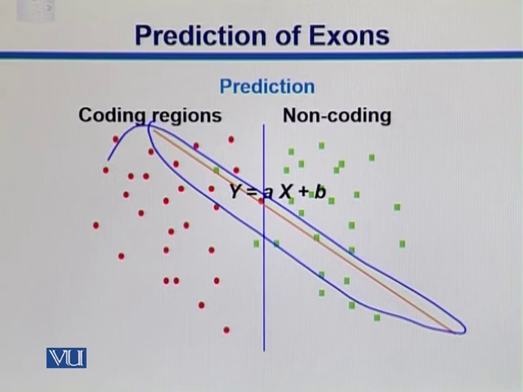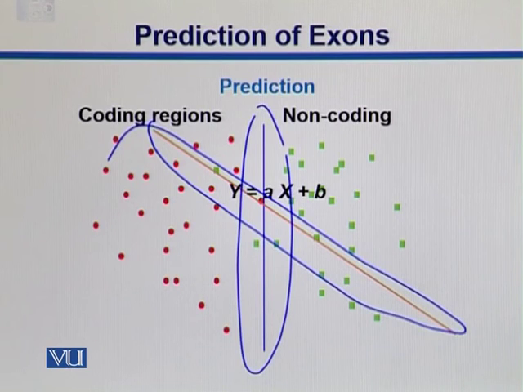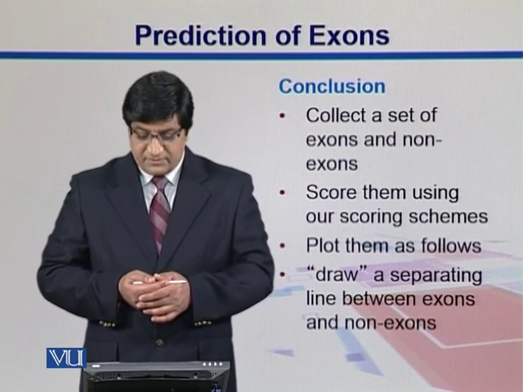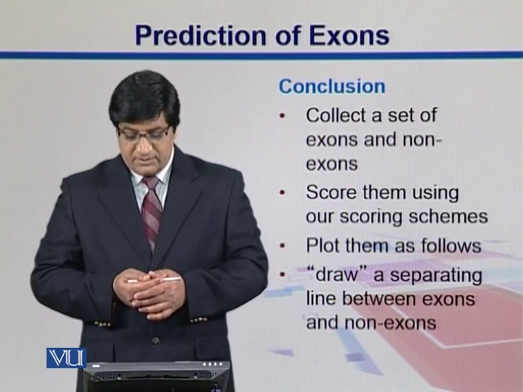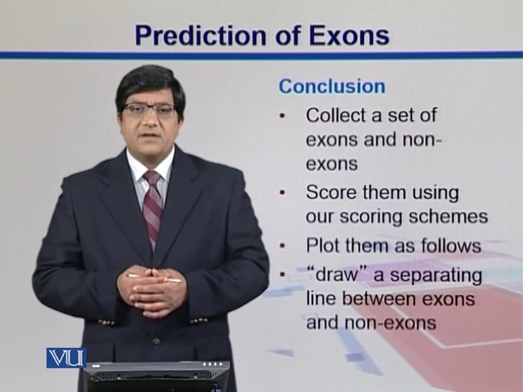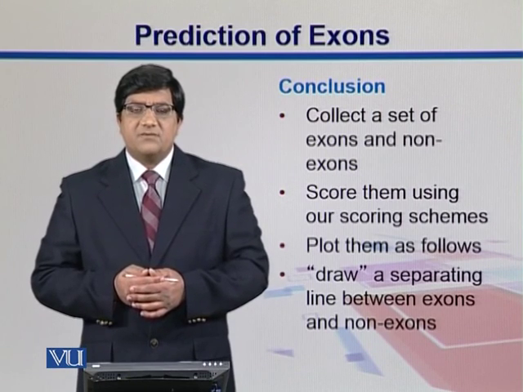If we look at those green spots and these red spots, they are separated. So we can have separation between these two, coding and non-coding regions. If we get any new sequence and put it into this picture, we can look at where it falls, whether it falls among these green dots or these red dots, and we can then predict whether it has an exon or not. That kind of analysis, where we collect some set of exons and introns, score them, plot them and draw a separator line, is called linear discriminant analysis. And this analysis can be helpful in exon finding.